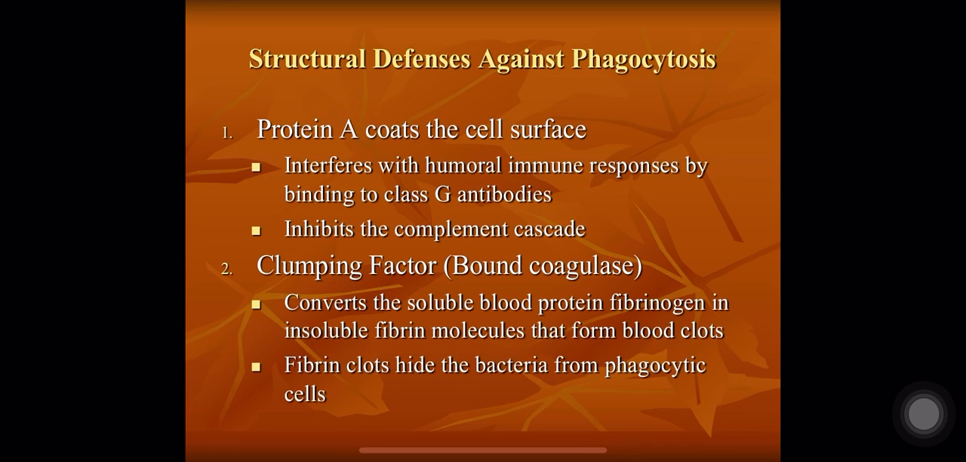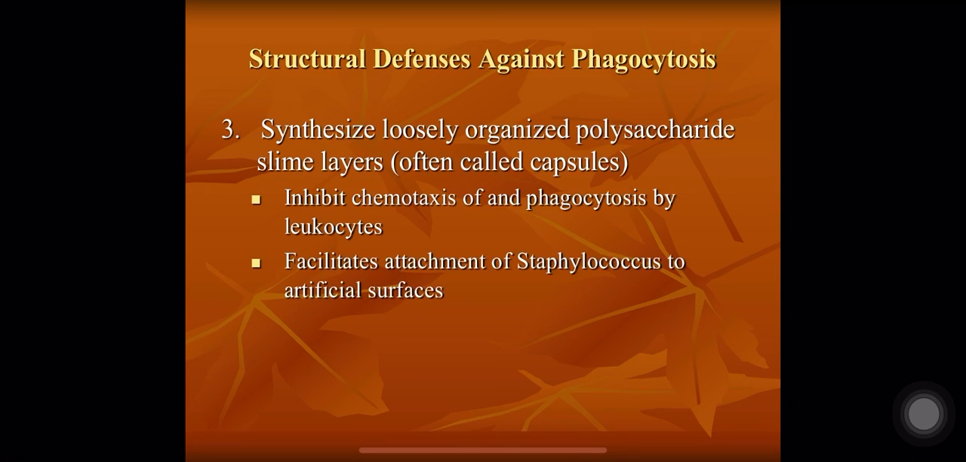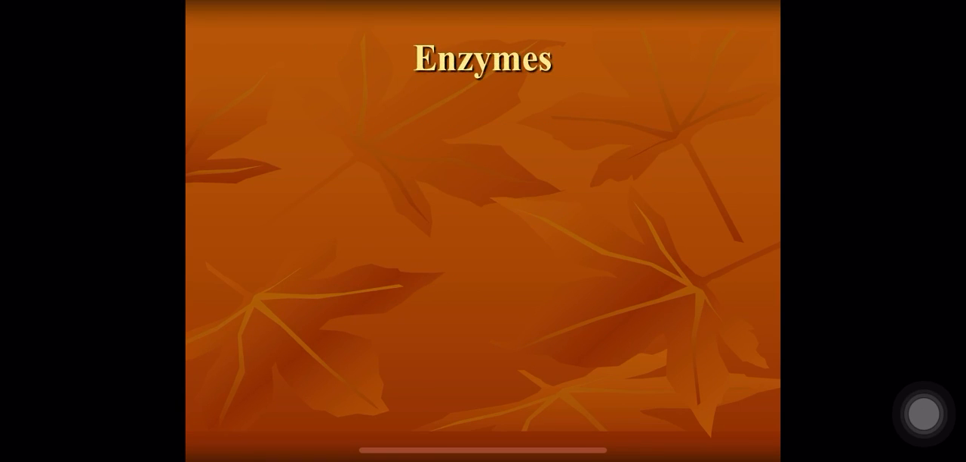Structural defenses of Staph aureus against phagocytosis include protein A, which coats the cell surface and inhibits the complement cascade and interferes with the humoral response. The clumping factor or bound coagulase gives rise to blood clots, and these fibrin clots hide the bacteria from the phagocytic cells. It synthesizes loosely organized polysaccharide slime layers known as capsules, which inhibit chemotaxis and phagocytosis.